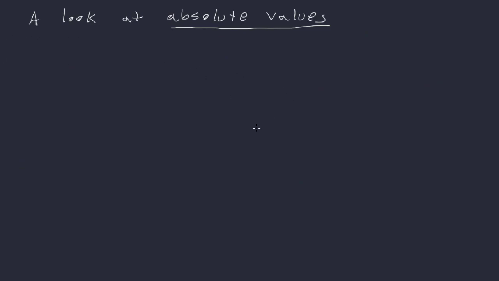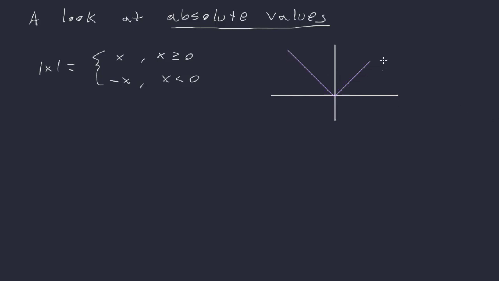Okay, I want to take another look at absolute values. We already looked at this earlier in this module, right? So the absolute value of x is x when x is greater than or equal to 0, or it's negative x when x is strictly negative. If we remember, it made this V shape for the graph. And we found that it was not differentiable here.